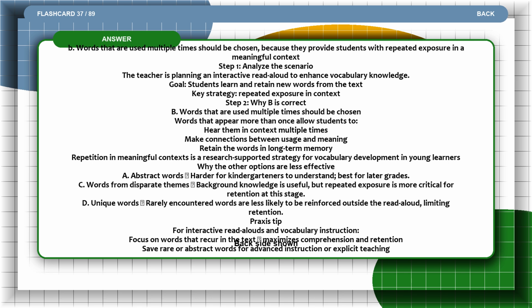Why the other options are less effective. A. Abstract words: harder for kindergartners to understand, best for later grades. C. Words from disparate themes: background knowledge is useful, but repeated exposure is more critical for retention at this stage. D. Unique words: rarely encountered words are less likely to be reinforced outside the read aloud, limiting retention.